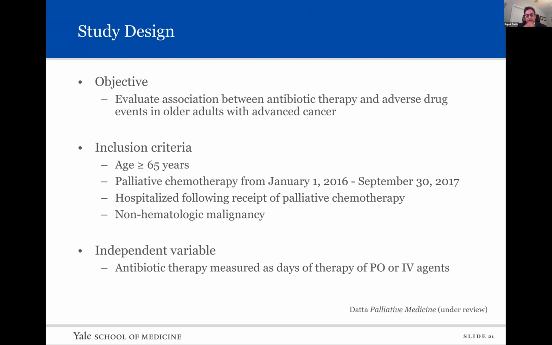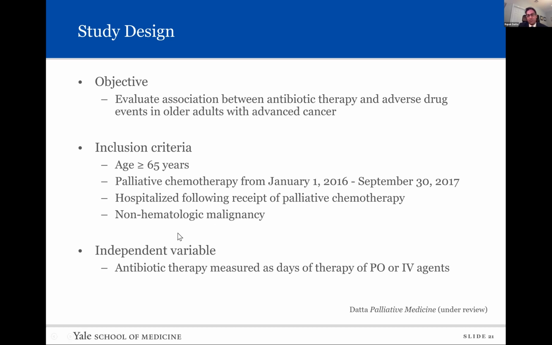Our inclusion criteria were age greater than 65 years and the receipt of palliative chemotherapy during a defined time window. Now, palliative chemotherapy in this case was defined as non-curative therapy, which was not intended for survival, but again, palliative in nature. And we followed all patients through their index hospitalization following receipt of palliative chemotherapy, with the thought that hospitalization could be a sentinel event and might be an opportunity to engage patients in goals of care discussions regarding their trajectory in the use of antibiotics.